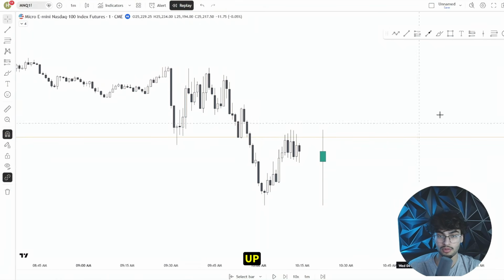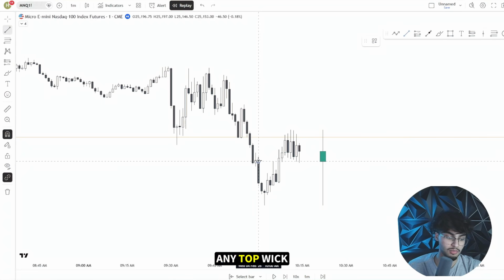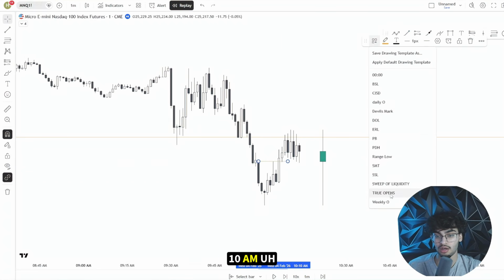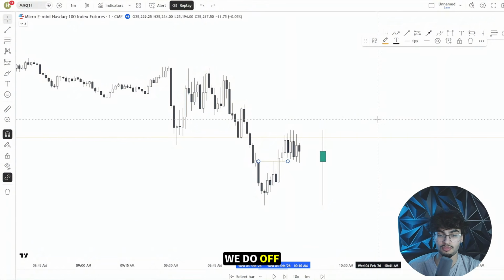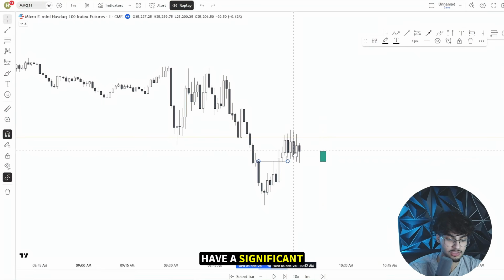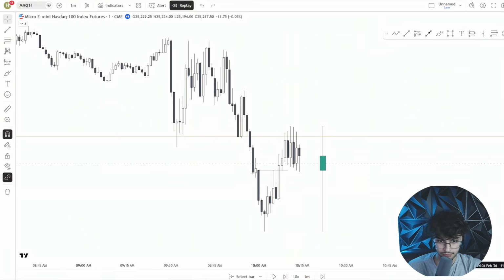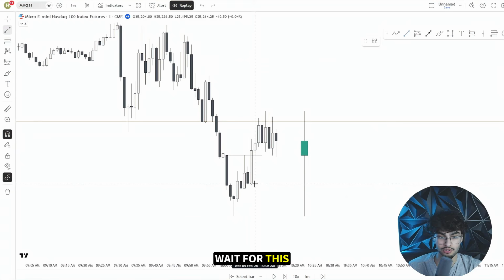4-hour candle opens up. We barely leave any top wick above here. We accumulate, we manipulate into that previous 4-hour change in the steady delivery. And what do we do off of that? We pretty much have a significant candle body closure, right? So I'd wait for this candle body closure.